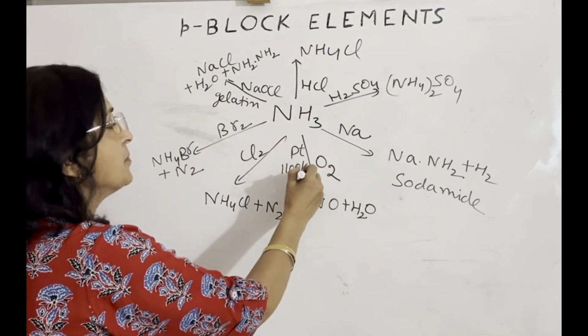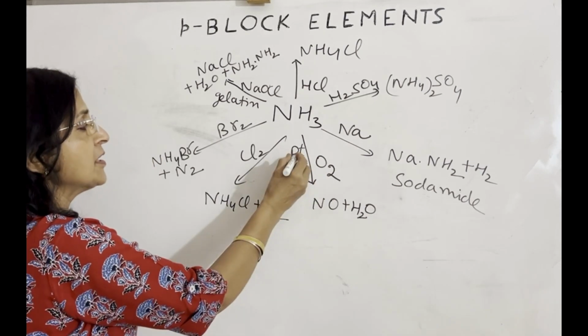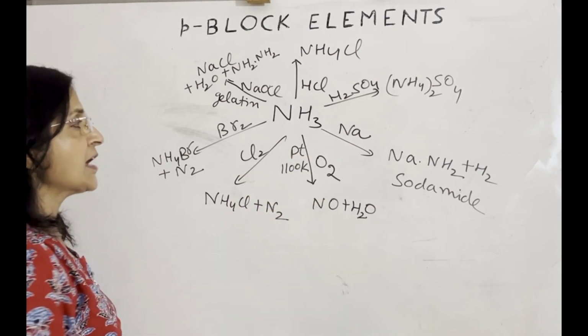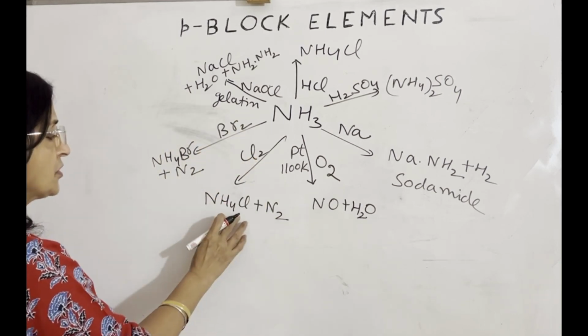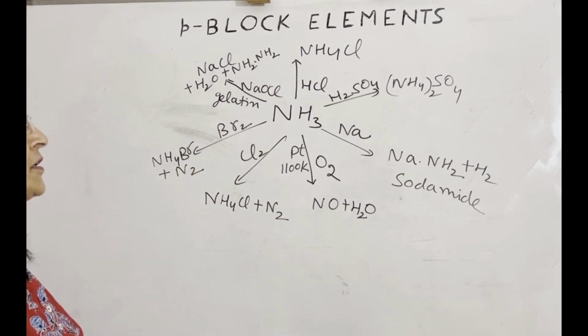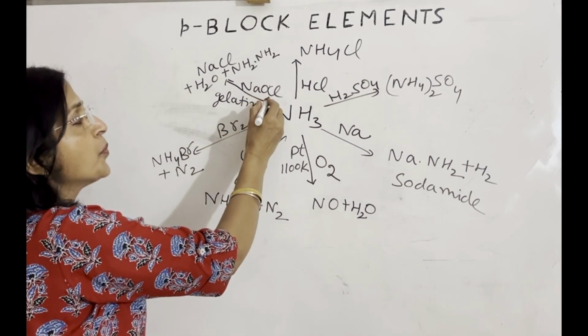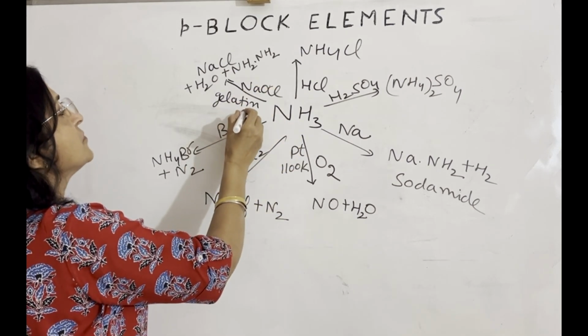These are the reaction with metals. Reacts with sodium, sodamide forms. Reacts with oxygen in the presence of platinum, nitric oxide forms. These reactions with known metals. Ammonium chloride forms and nitrogen gas is released. With bromine, ammonium bromide forms and nitrogen gas released. This is sodium hypochlorite. Ammonia reacts with sodium hypochlorite in the presence of gelatin.